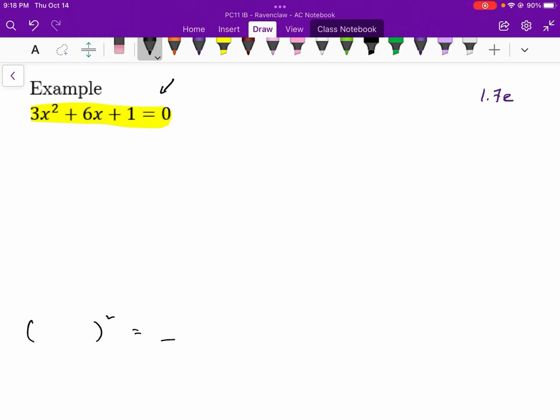Notice 3x squared plus 6x plus 1 is equal to 0. The left-hand side is not factorable. So you cannot solve this equation by factoring. So you need a new method, and that new method is completing the square.